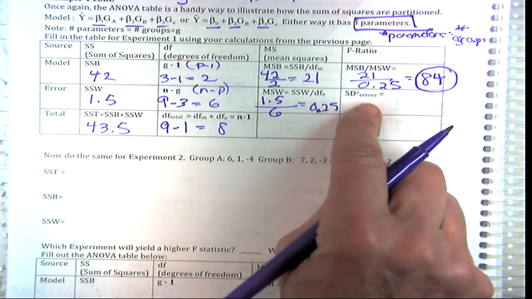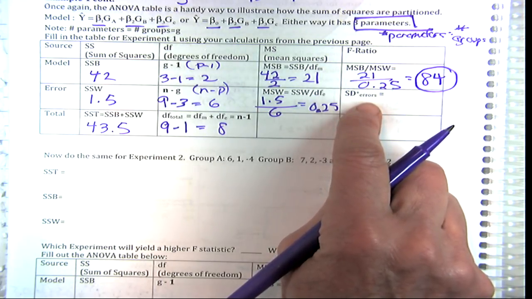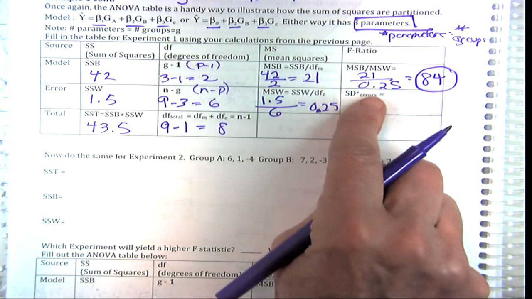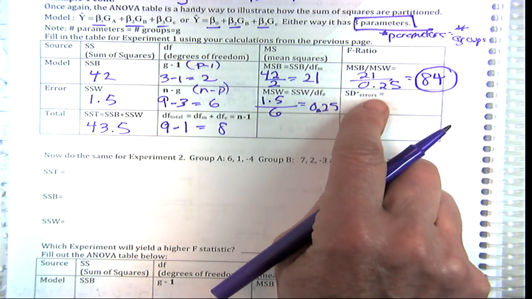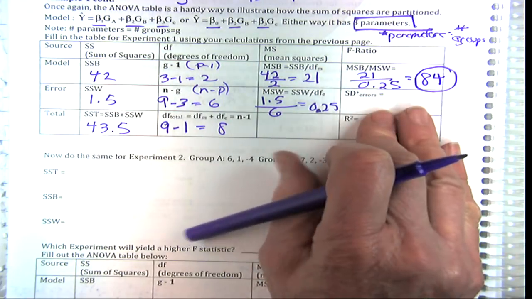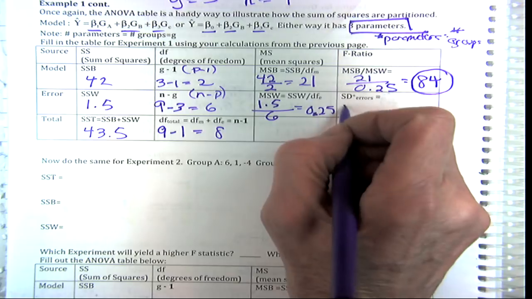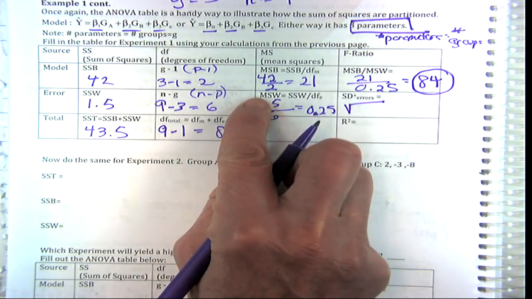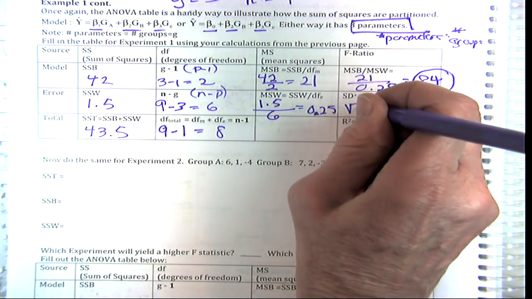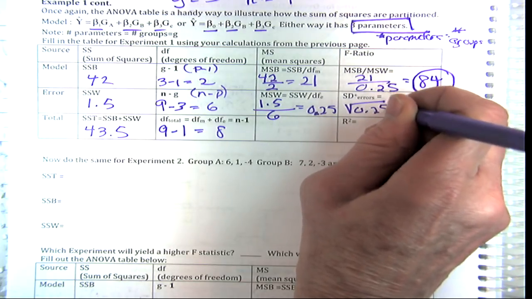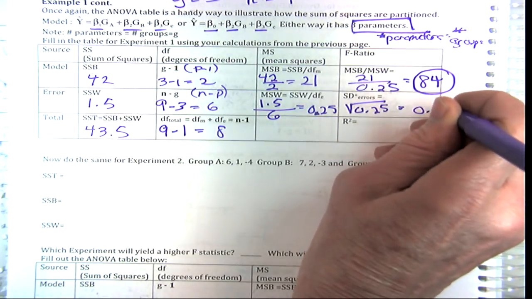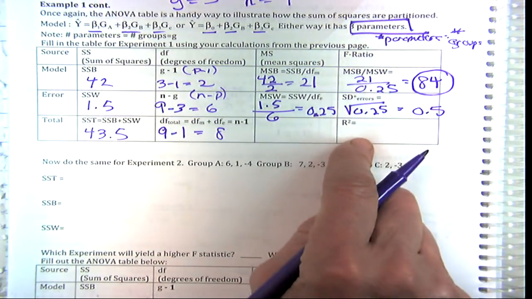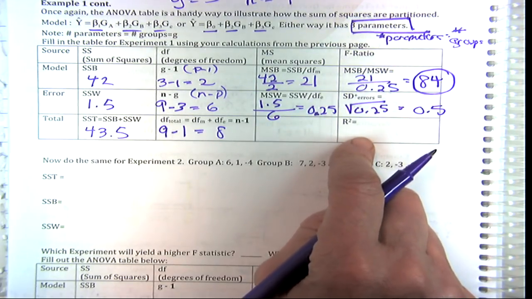Now, the standard deviation of the errors, which features a lot, and you'll see this a lot, is a measure of the error of each group. That is the square root of the mean square. So it's going to be the square root of 0.25, which is 0.5.